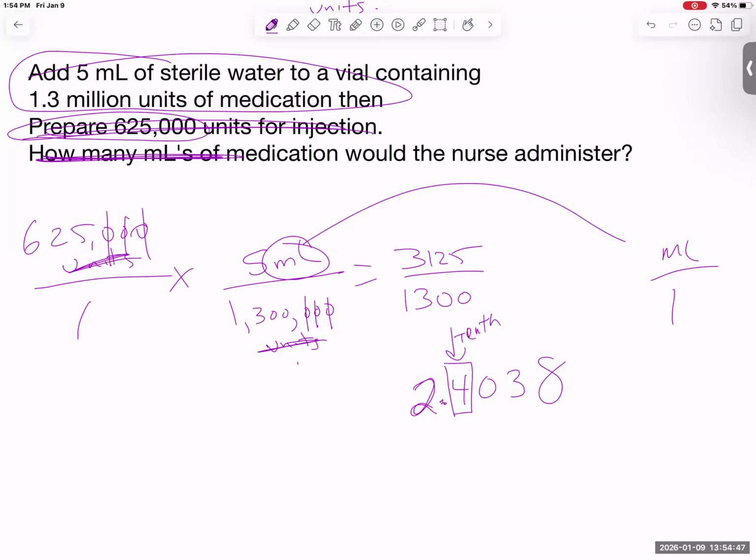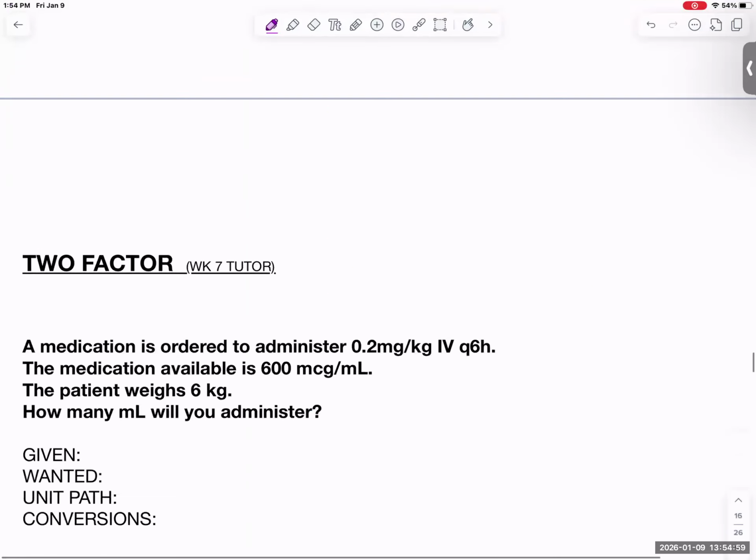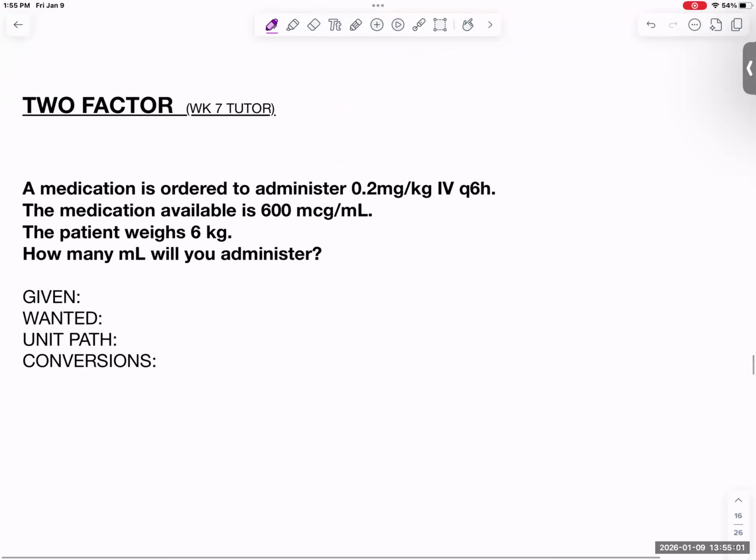All right, so I look to the right. If that number is 5 and up, I would round this 10th position up, but it is not. So my answer is 2.4 milliliters. Okay, beautiful. Good job, you guys. I love it. So those were all examples of one factor.